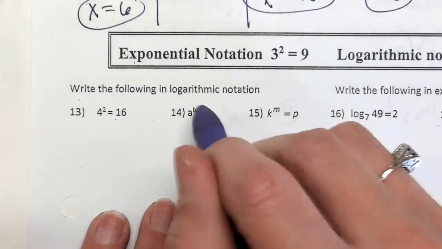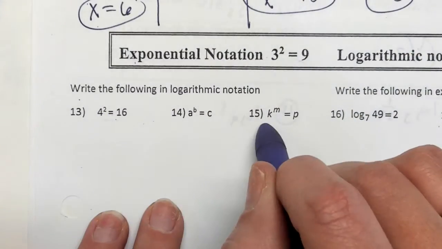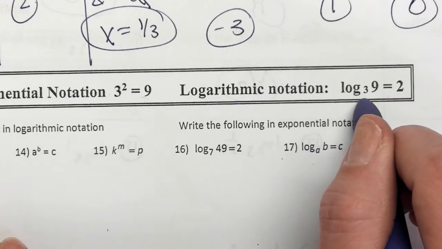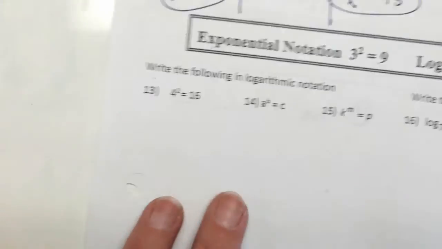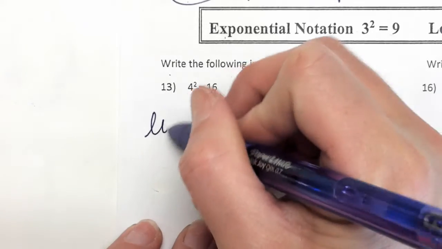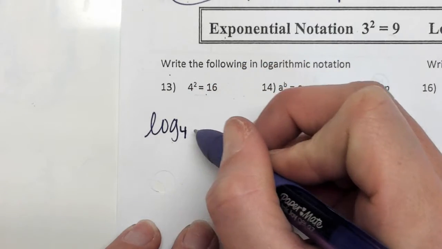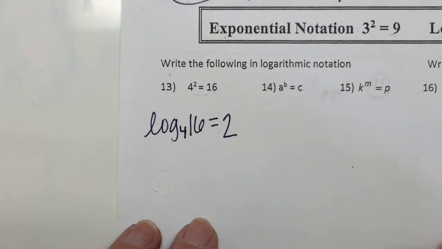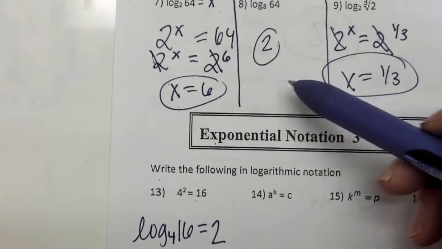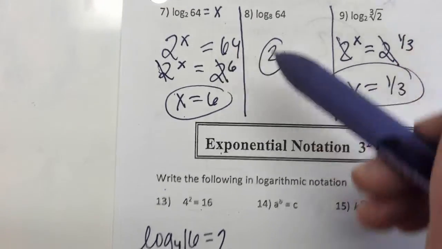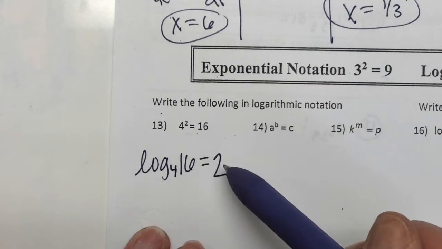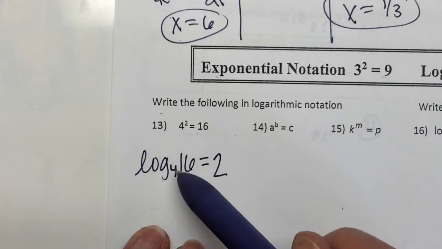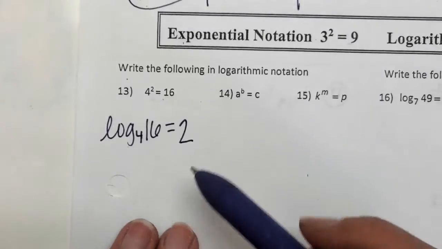So these are in exponential. We want to change it to logarithmic. Okay? So this one will be log of what? Base 4 of equals, good. Remember when we saw for these up here that the exponent was always the answer? Same thing here. Exponent's always the answer. Base goes at the base spot right here.